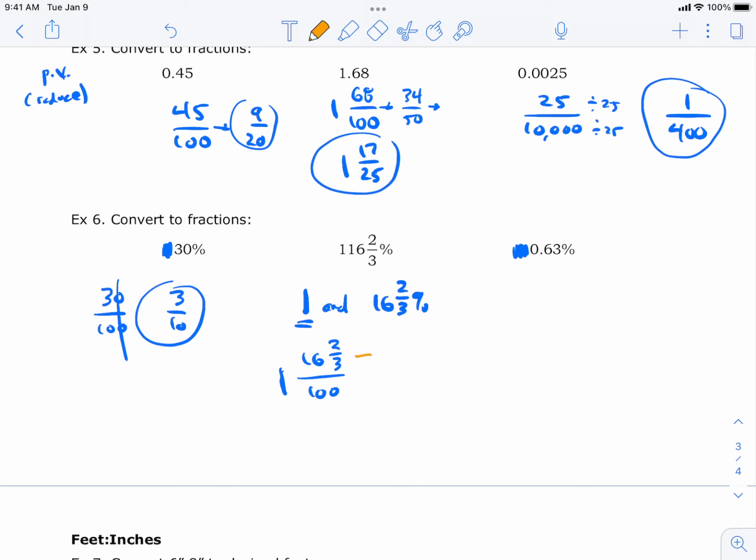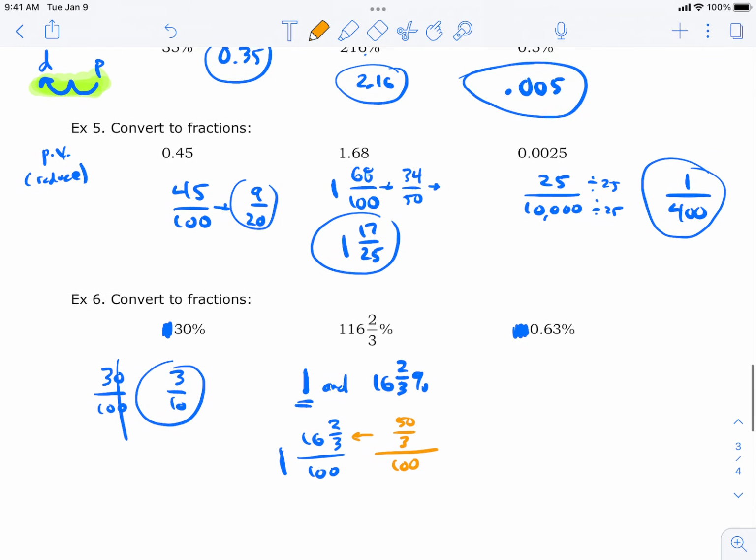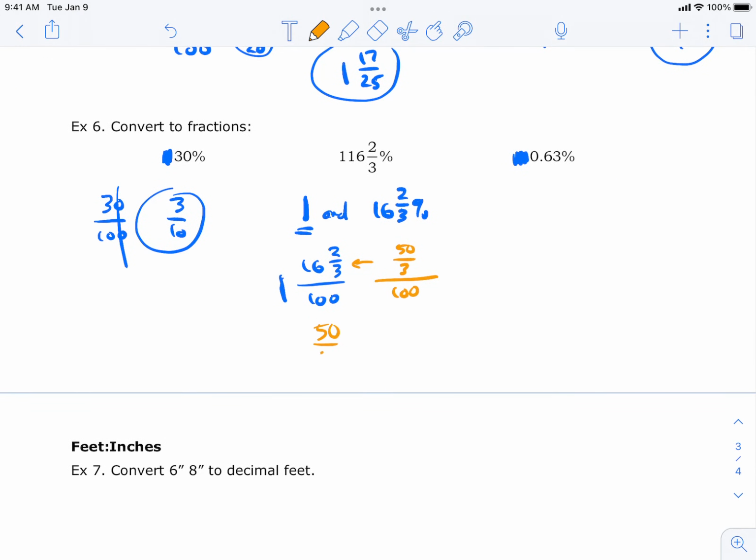I would take what's on top here, which is 16 and 2/3, and I would call it 50 over 3. Remember how you do improper fractions? This times this is 48, add 2 is 50. So that's 50 over 3 over 100. And the way that you unstack a fraction that has 3 layers is you take the 50 over 3 from the top and you are dividing it by 100, but remember, in fraction land, to divide is to multiply by the reciprocal. So you take the 50 over 3 times 1 over 100.